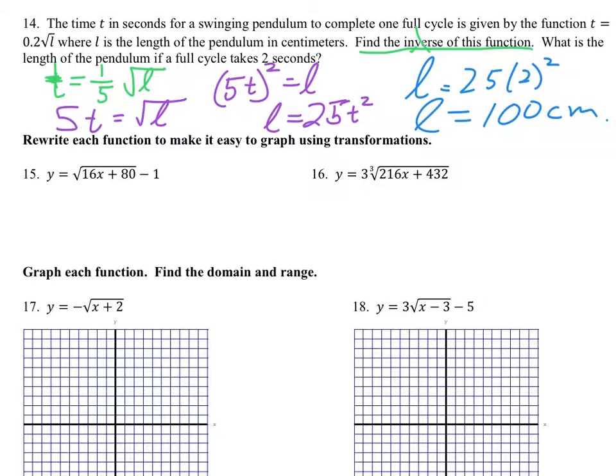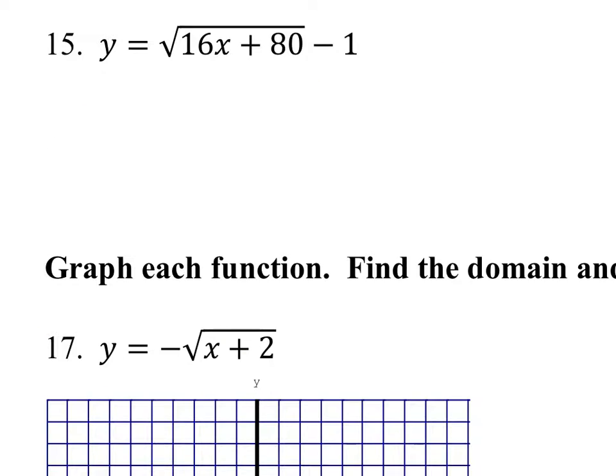15 and 16, we're going to rewrite those to make it easy to graph using transformations. I'm going to zoom in here. The way we have these set up, they're all set up to work out pretty much perfectly. In this case, we can factor a 16 out of this, and I do think this is one I messed up on my key, so I'm going to make sure I fix that as well. So if this looks different than that, this is why, because this is right and that's wrong.